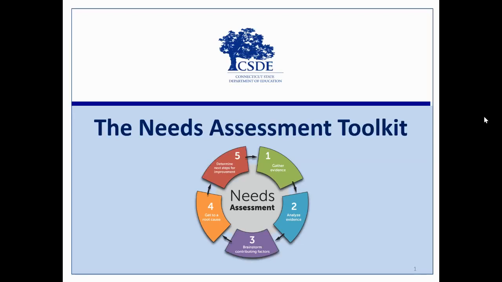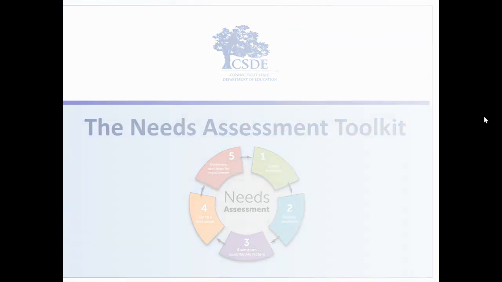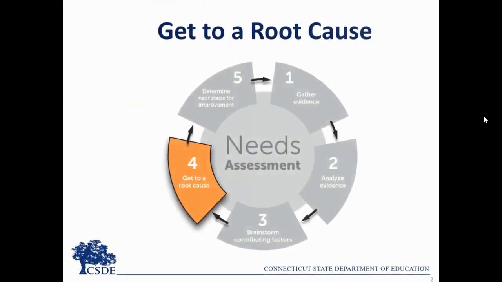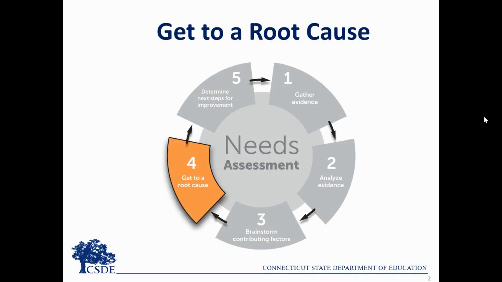Welcome to part 4 of the CSDE Needs Assessment Toolkit, Get to a Root Cause. This toolkit is designed to guide districts and schools through the process of deeply examining evidence to determine the priority concerns, understand the contributing factors, and uncover root causes to inform strategic improvement plans. The use of this toolkit can help your team align the work to the needs of your community and support equitable outcomes for students. In this video, we will look more closely at Step 4, Get to a Root Cause.